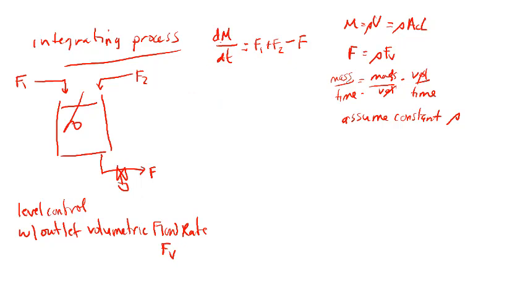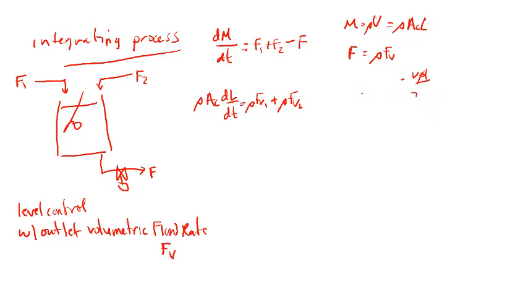So inside the derivative term here, this is going to become rho AC, because that's constant, dL/dt equals rho FV1 plus rho FV2, minus rho FV, because again, this is going to be our input variable. These right here are going to be treated as constants.